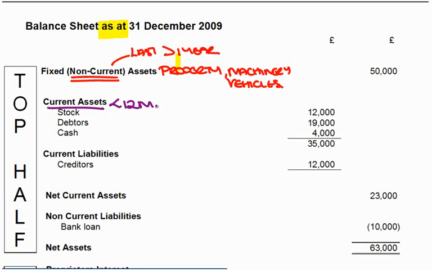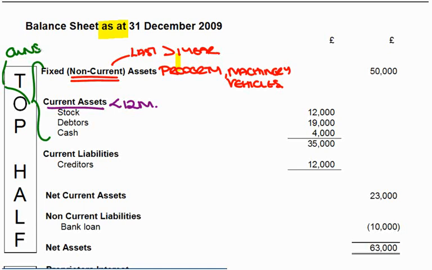So things like your stock, hopefully you're going to sell that within a year, otherwise you've got a bit of a problem with it. Debtors, again, you're hoping you're going to recover those within 12 months, otherwise again you've got a problem if you can't get your debtors in. And cash, again, hopefully you've got some money in the bank and it's not an overdraft, and that's all an asset of the business. So all that top part talking about your assets, things the business effectively owns.